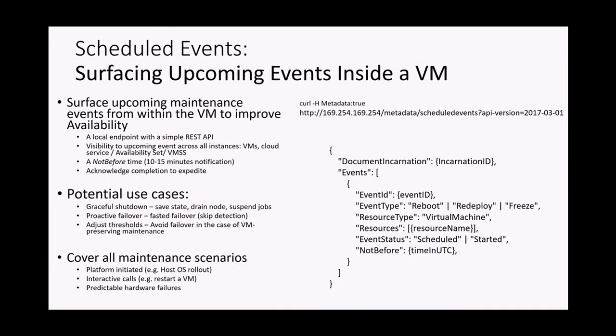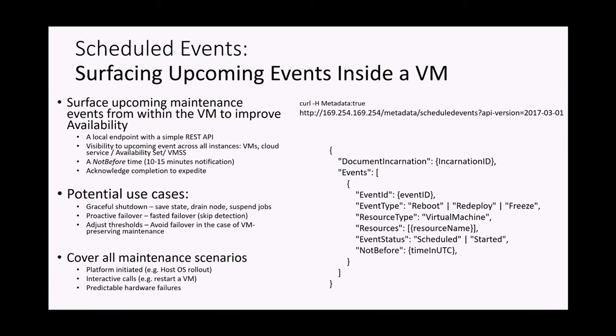We have released a new feature called scheduled events. The idea is that we want to surface from within the VM an event saying, hey, this VM is going to be impacted really soon. And really soon means 10 to 15 minutes. So by polling this local endpoint and pulling those events, you know what's about to happen to your VM. And the event type could be either reboot, redeploy, or freeze. So if you have a remote desktop session or a gaming platform, you can actually react before we freeze your VM.